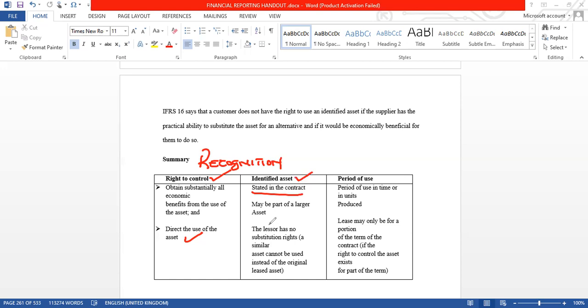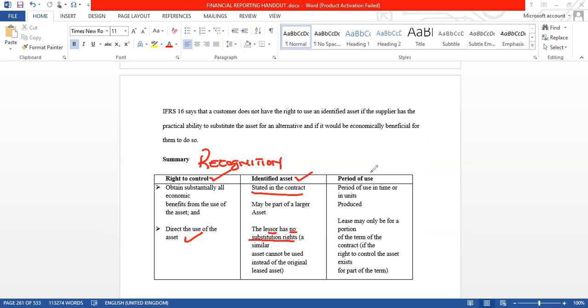Now, once the thing is a lease, it means that the lessor, the person who gave it out, has no substitution right. He has no substitution right, and so a similar asset cannot be used instead of the original asset. So please take note of that.